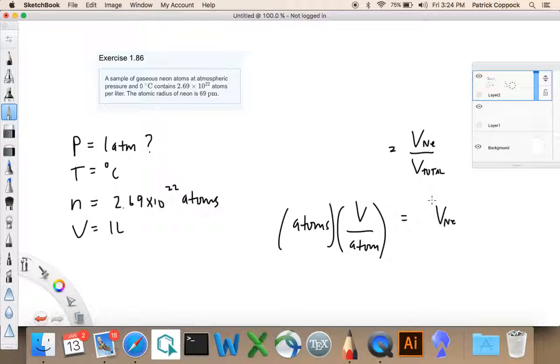Now, for the volume of an atom, I see the radius here is 69 picometers. R is equal to 69 picometers, which I'm going to put in meters right away: 69 times 10 to the minus 12 meters. I'm going to do that right away because I'm afraid of doing anything with picometers, because I'm going to have to get the volume of the sphere.